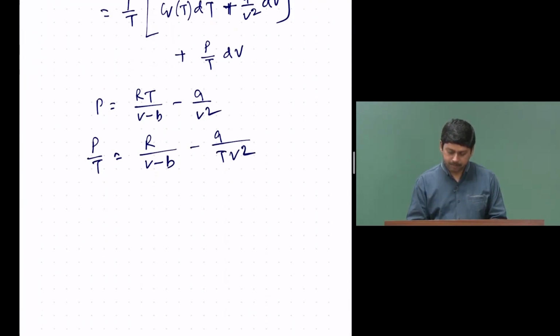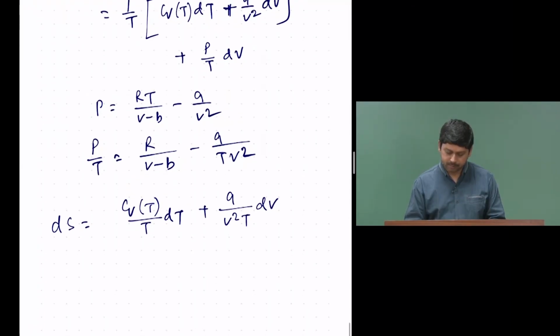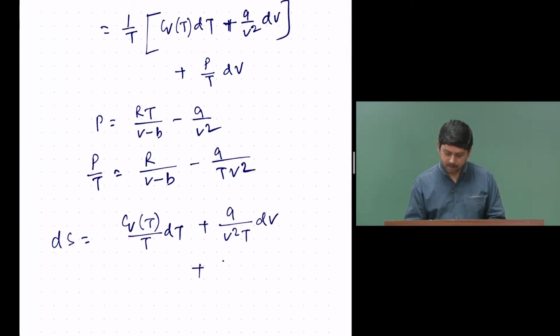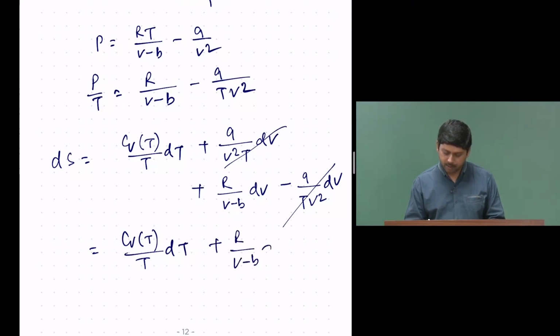So, ds is Cv T by t dt plus a by v square t dv plus R by v minus b dv minus a by t v square dv, which is Cv T by t dt, and this quantity cancels, giving us R by v minus b dv.